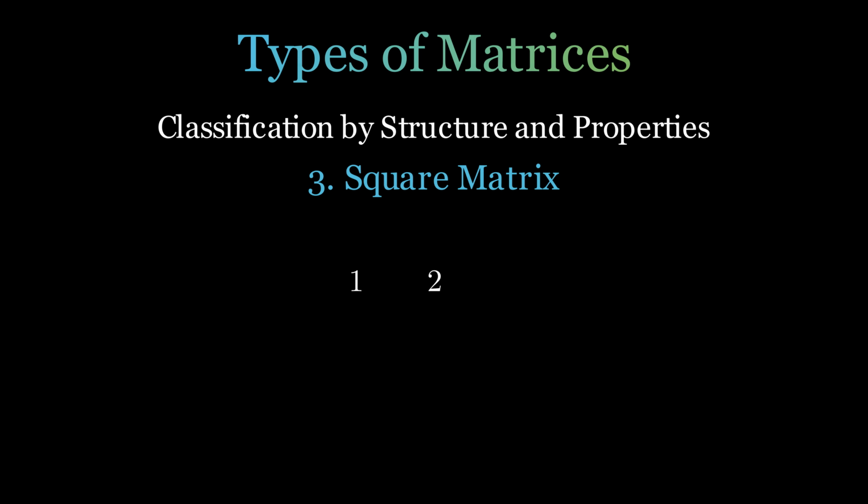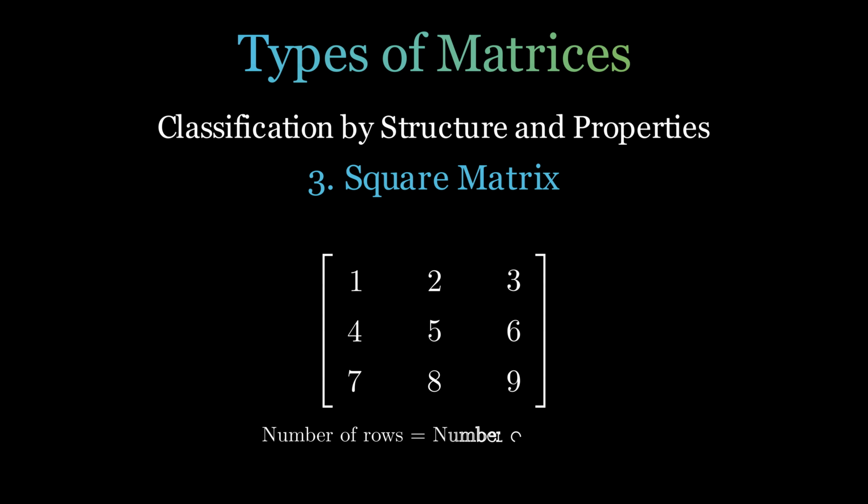A square matrix has an equal number of rows and columns. The diagonal from top left to bottom right is called the main diagonal. Square matrices are particularly important as they can represent linear transformations.